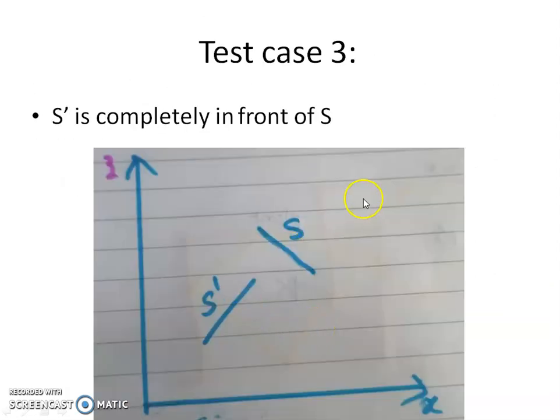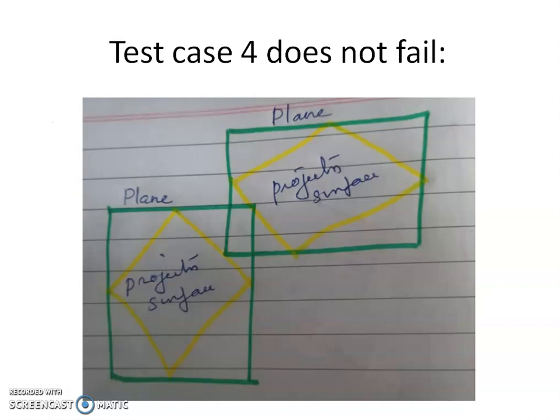Here is test case 3. Here S dash is completely in front of S. But in this case, we cannot say that S is completely behind S dash. And for test case 4, it does not fail.